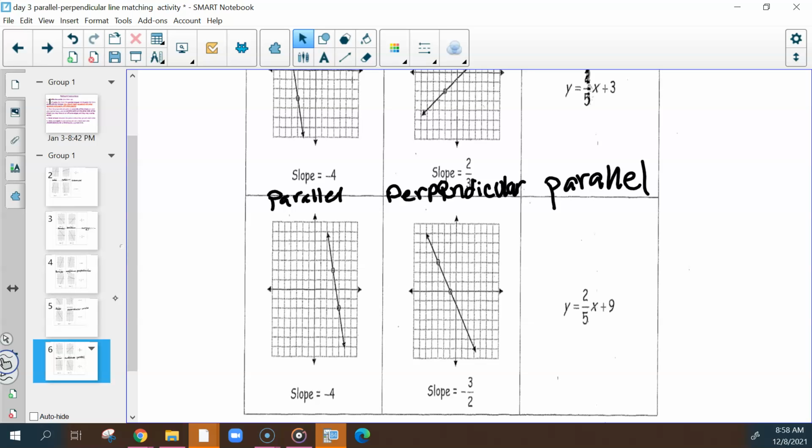So today we're going to do a little bit more with parallel and perpendicular lines. There's going to be three.